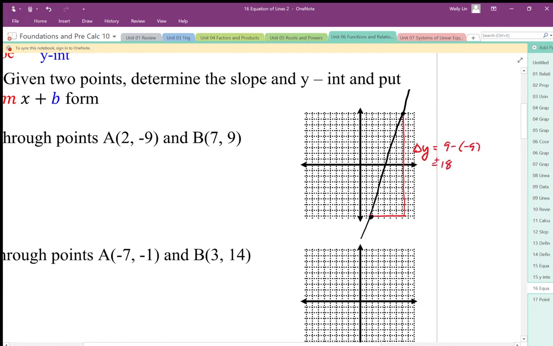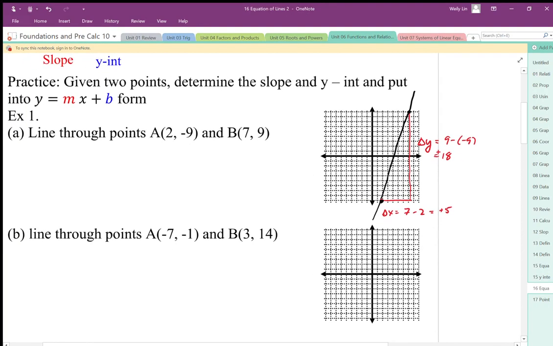And then my run is going to be 7 minus 2. So I've gone to the right 5 units. So the slope in this equation is going to be 18 over 5, which we'll keep as a fraction, but if we want to put it into decimal form, it's going to be 3.6.